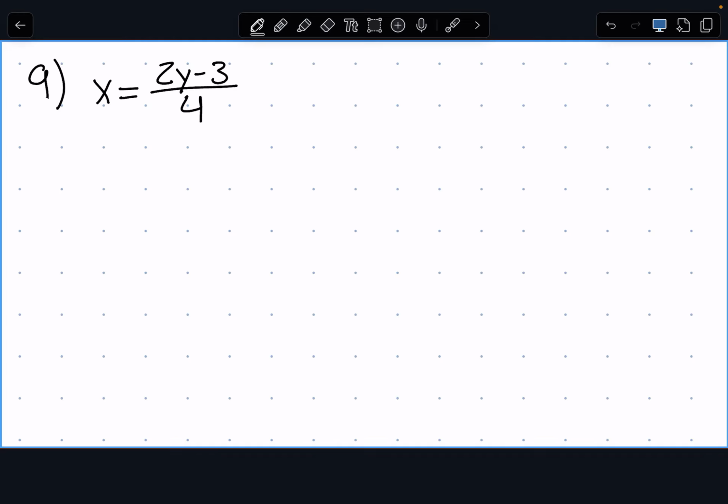What is my first step going to be in getting y by itself? Multiply both sides by 4, yep. The furthest thing from y, which is what I try to find usually, is this 4. So we are going to do opposite operations and multiply both sides by 4. So I have 4x equals, these 4's cross out here, 2y minus 3.